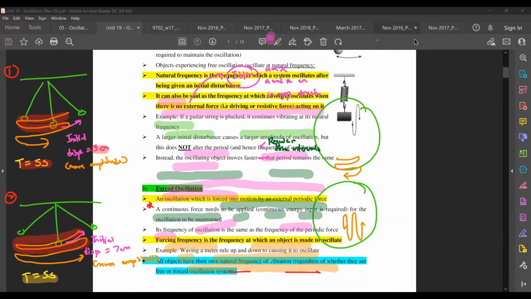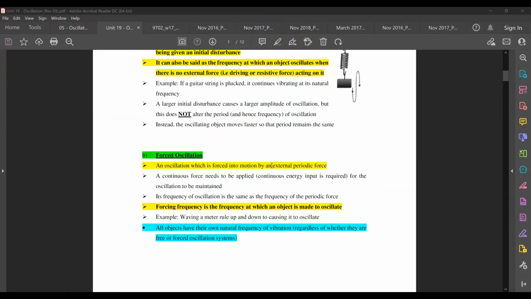Then one last thing that I should probably go through with you is forced oscillation. If you have something called free oscillation, you also have something called forced oscillation, which is the direct opposite. Forced oscillation is an oscillation that's forced into motion by an external periodic force. You actually have to apply a force at regular time intervals to cause the oscillation to continue. So you need to have continuous force applied. In other words, you need to have continuous energy input so that the oscillation can be maintained.